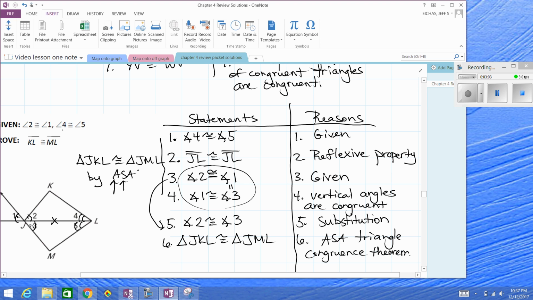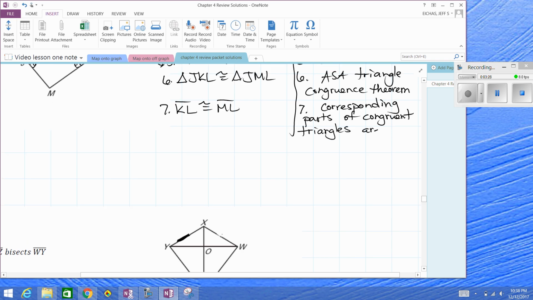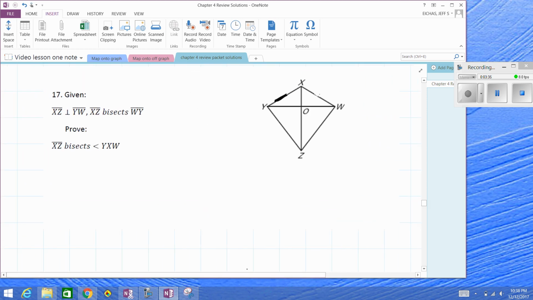All right, and then we can say that last step that we wanted. KL congruent to ML, and that is by, again, corresponding parts of congruent triangles are congruent. All right, that's pretty good. That one's all set. And we'll move on, okay, over to here.